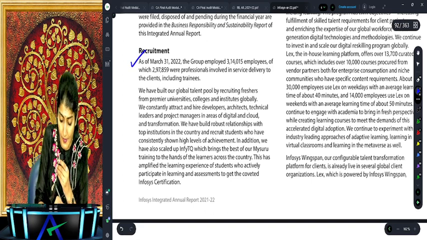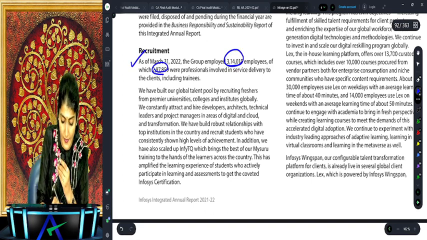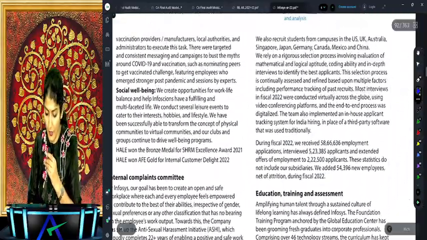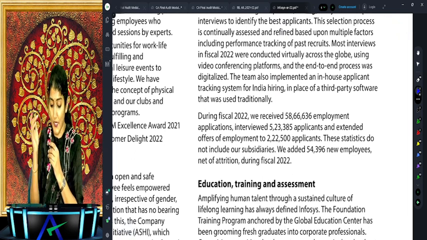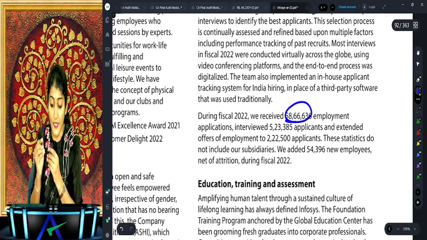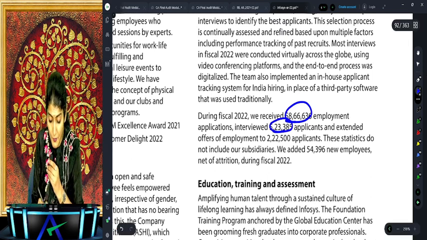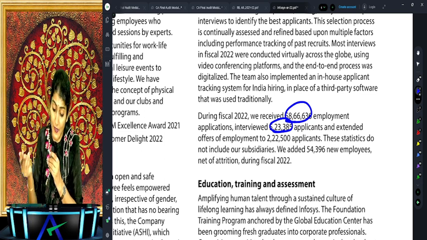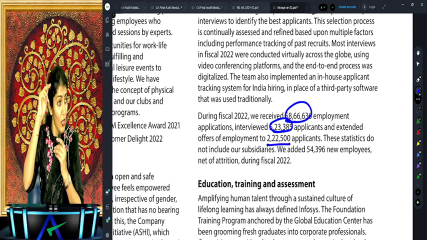And what did they say? The group employed 3,14,000 employees, out of which 2,97,000 were the professionals. Then during this year, how many applications did they receive? They say we received 58 lakh applications. Out of the 58 lakh applications, how many interviews did they do? 5,23,000 interviews. Out of the 5,23,000 interviews, 2,22,000 employees were given the offer of employment.